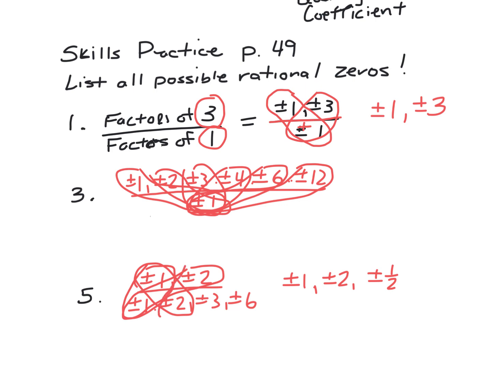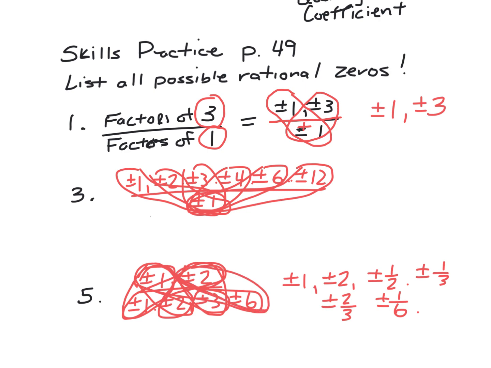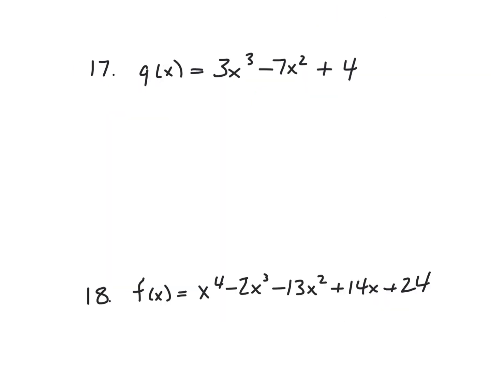Positive and negative 2 over 2, which is the same as 1. And then you'd have positive and negative 1/3. You'd have positive and negative 2/3. And then you'd have positive and negative 1/6. And you'd have positive and negative 2/6, which reduces to 1/3, so you already have that one. So you can see how your possibles can keep growing there, and you can have several different possibilities.